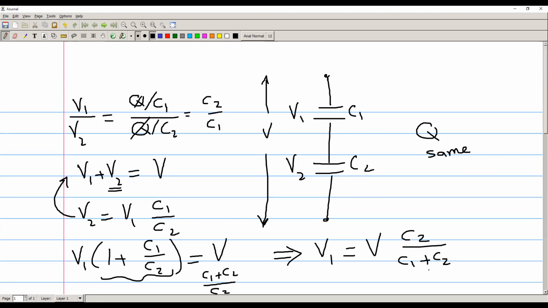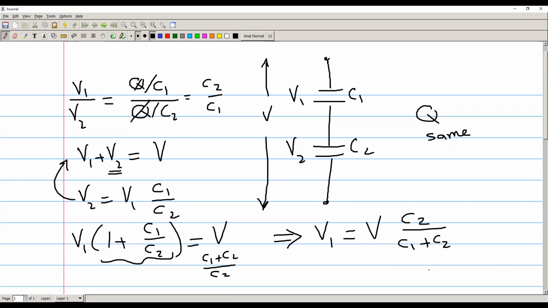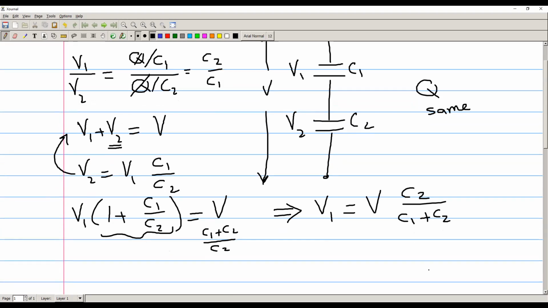Is that clear? Yes, very simple equations. You're just solving two equations together. Doctor, so it's the opposite of resistors, yes? Yes, exactly. That's what I was saying, actually. So the potential division here in capacitors has, instead of having C1, it has C2. For V1, it depends on C2 over C1 plus C2, not C1 over C1 plus C2.